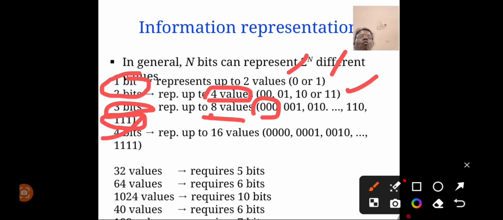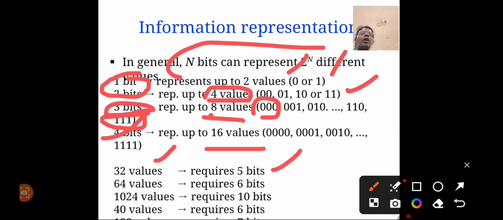Similarly, 4 bits represent up to 16 values, 2 power 4 is 16, starting from all 4 bits being 0 and ending with all 4 bits being 1. Totally 16 combinations of values we can derive. Okay, now if the number of values is given, we can also find out how many bits are required. For example, if 32 values have to be represented, how many bits are required? 5 bits are required.